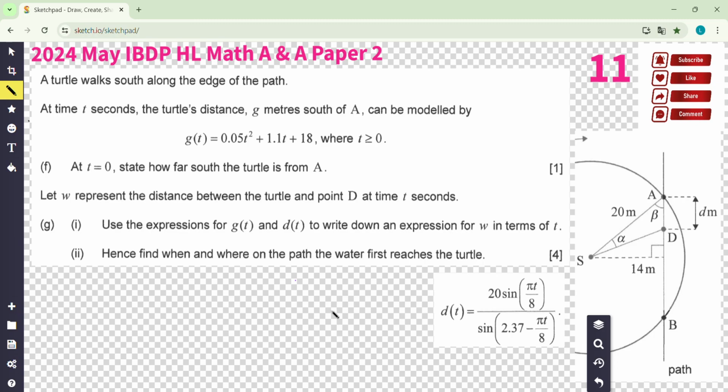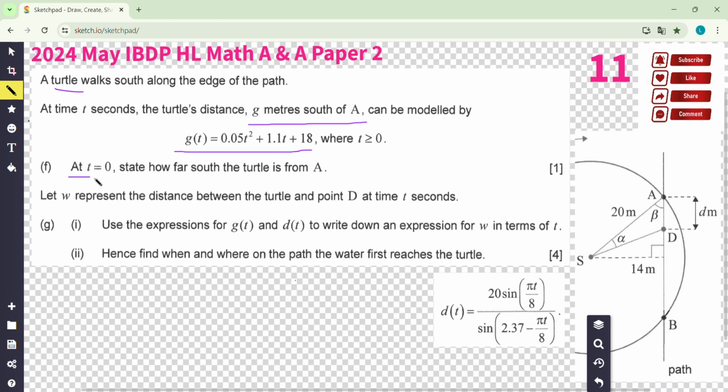Welcome back. Now we are on question 11, the last two parts, F and G. They said that a turtle... suddenly a new friend comes. A turtle walks at the edge of the path, G meters south of A, somewhere here, and then G is here.